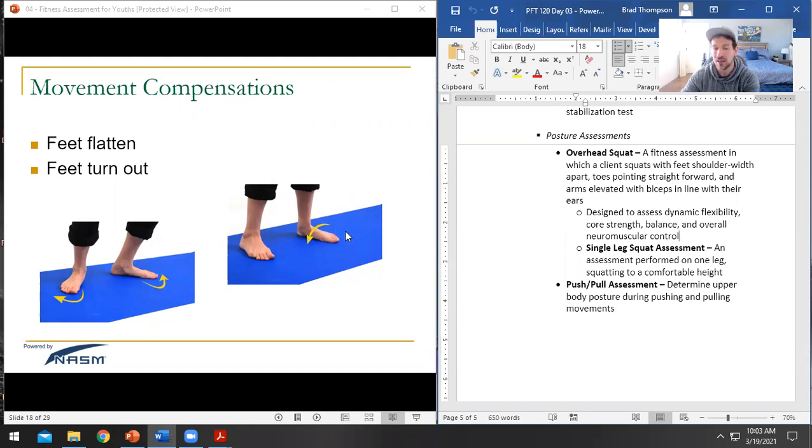That is going to be from underactive muscles, actually up the kinetic chain at the hip. The hip is having a hard time driving the knees outward. And at the same time, the feet are having a hard time stabilizing. So we're seeing this kind of thing.